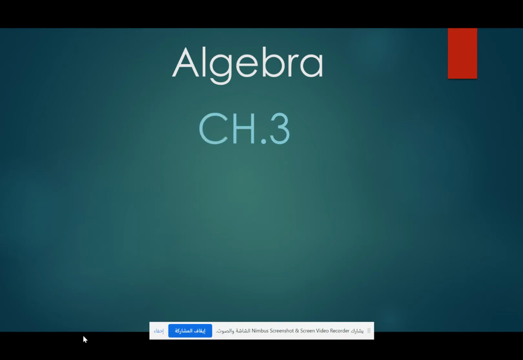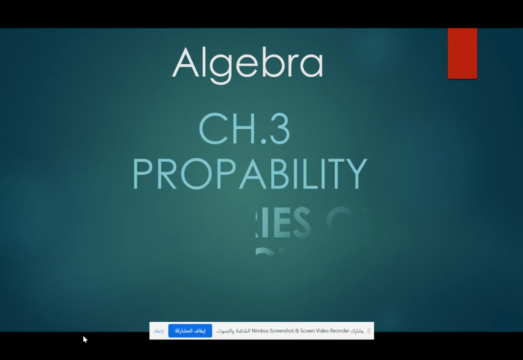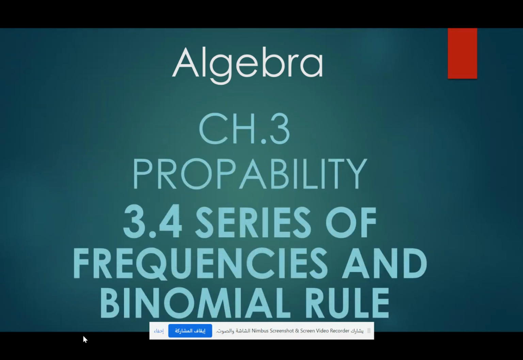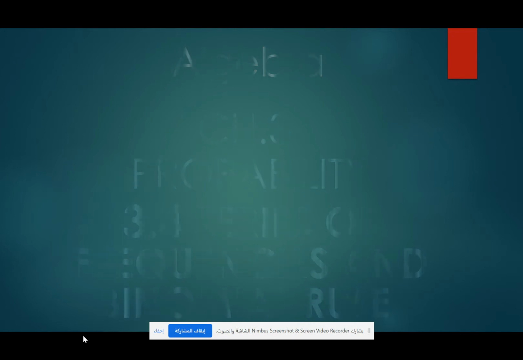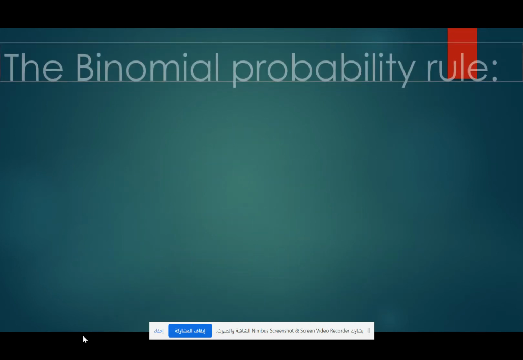Bismillah ar-Rahman ar-Rahim. This is teacher Eman AlKhalidi explaining from Algebra, chapter 3, Probability, section 3-4, series of frequencies and binomial rule. Now let's see what is that binomial rule.